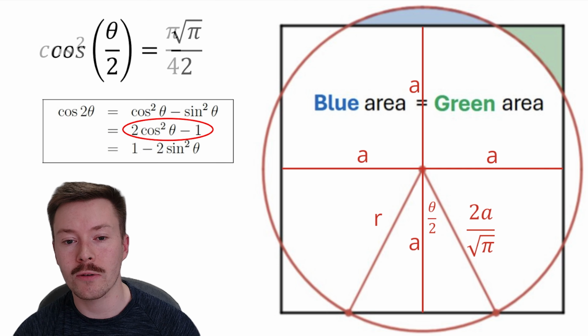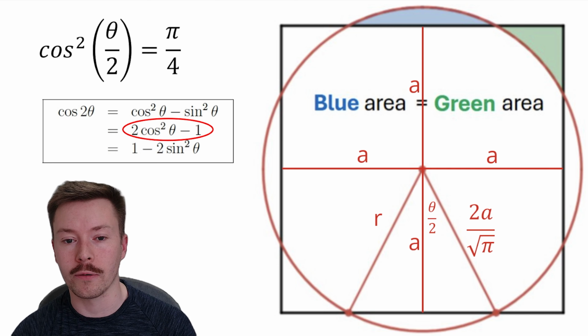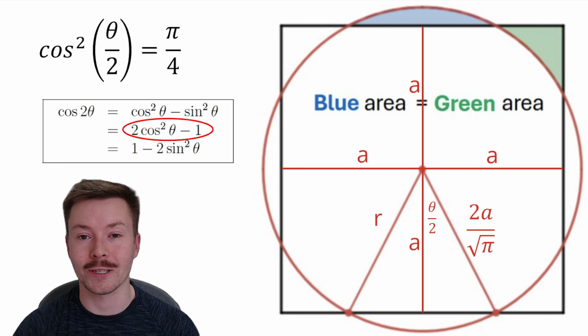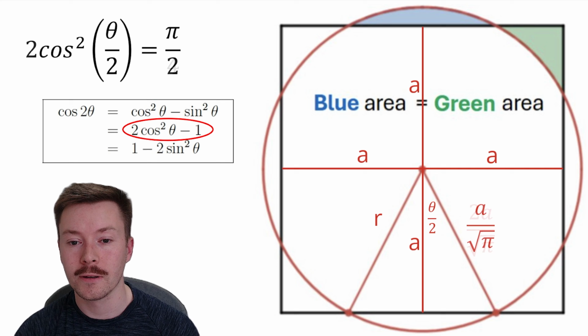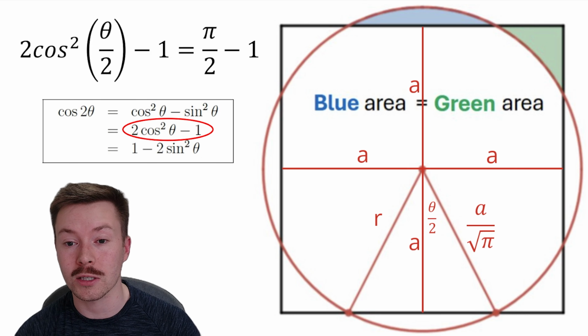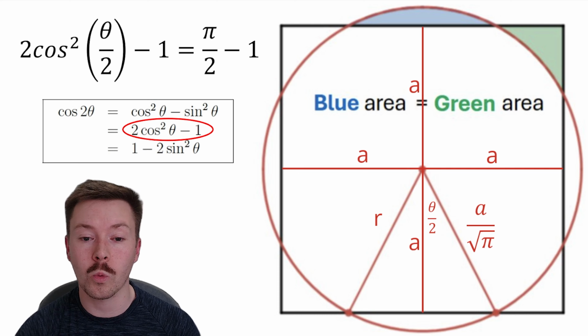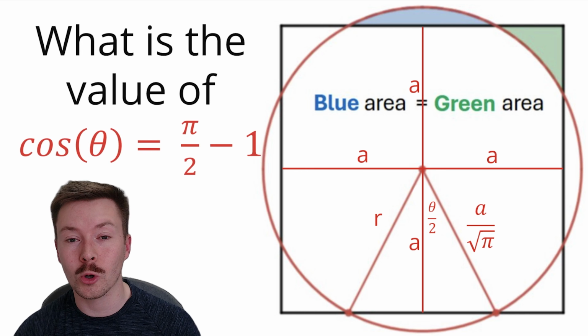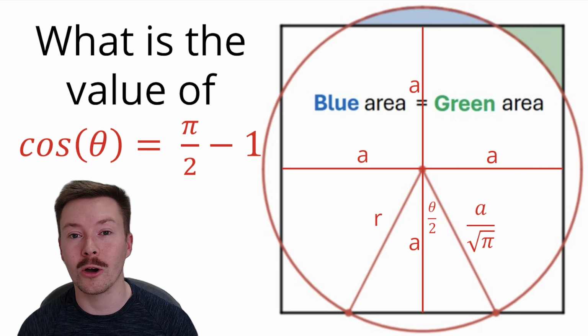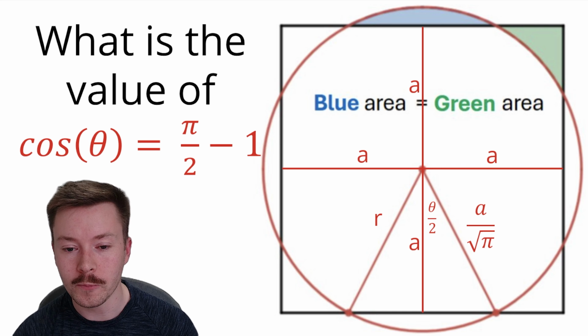So the first thing I need to do here is square both sides. Cos squared of theta over 2 is equal to pi over 4. Then I'm going to double both sides to get the 2 cos squared. Gives me this. And then I'm going to take 1 away from both sides, which gives me this, pi over 2 minus 1. And so the answer to the original question, what is the value of cos theta? Well, it's pi over 2 minus 1.